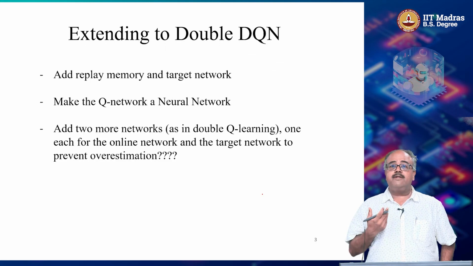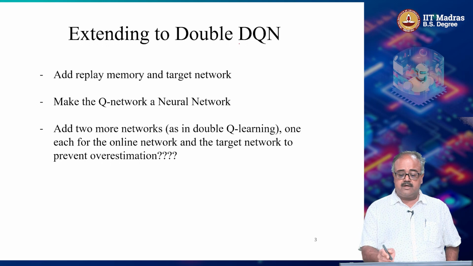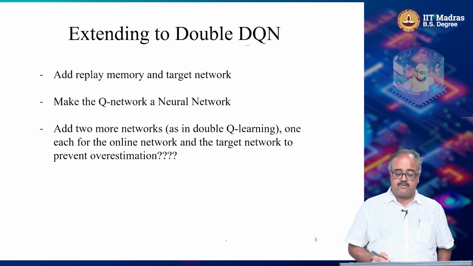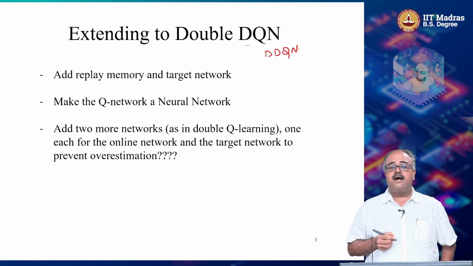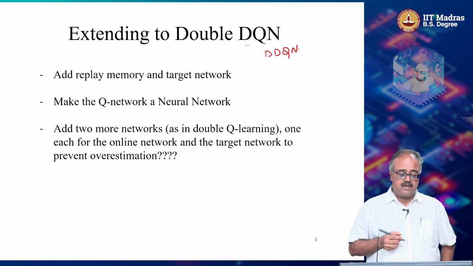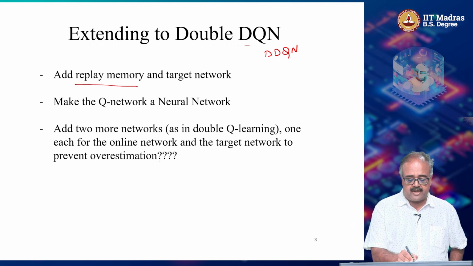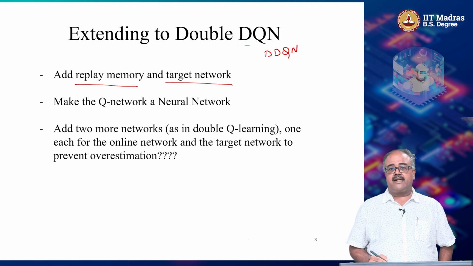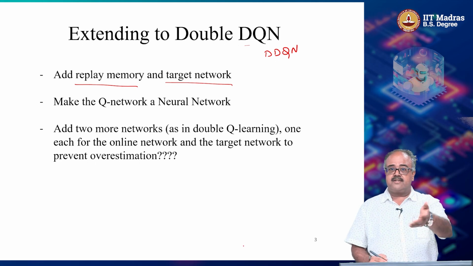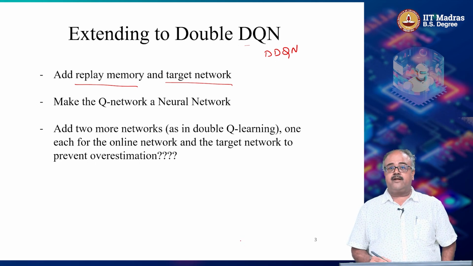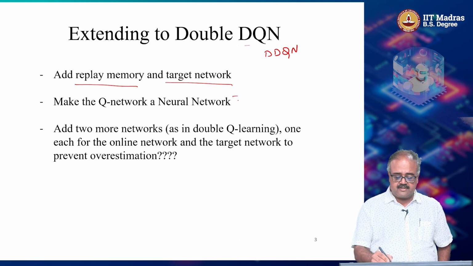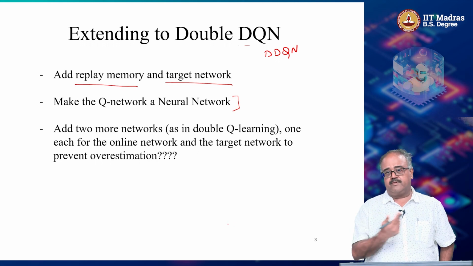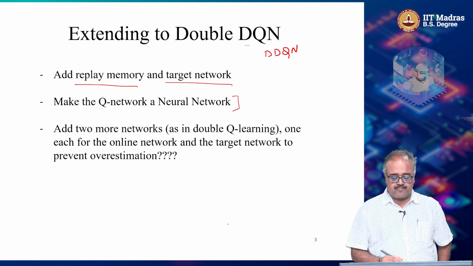So, how will you extend this idea of double Q learning to the deep Q learning setup? We call this double DQN, or DDQN. In the DQN setup, we are adding a replay memory and a target network. The target network is a time-delayed copy of your Q network. Now the Q network is a neural network, so we have to think about the Q function.